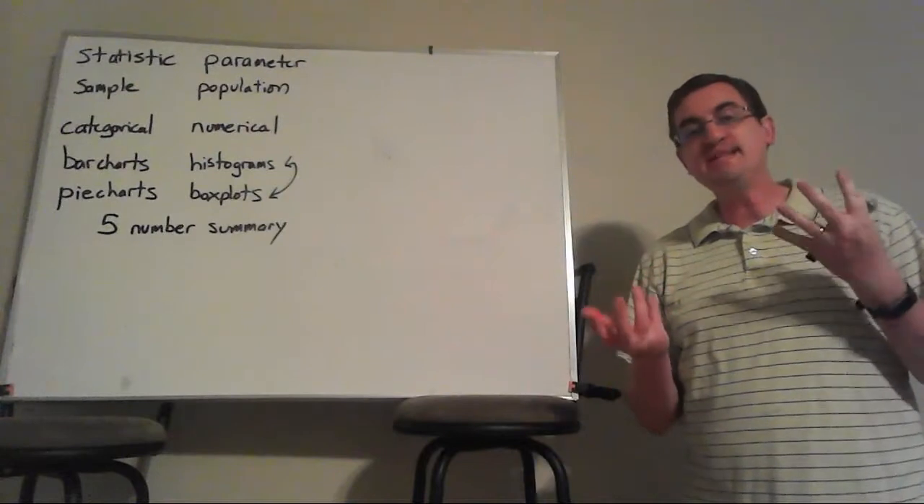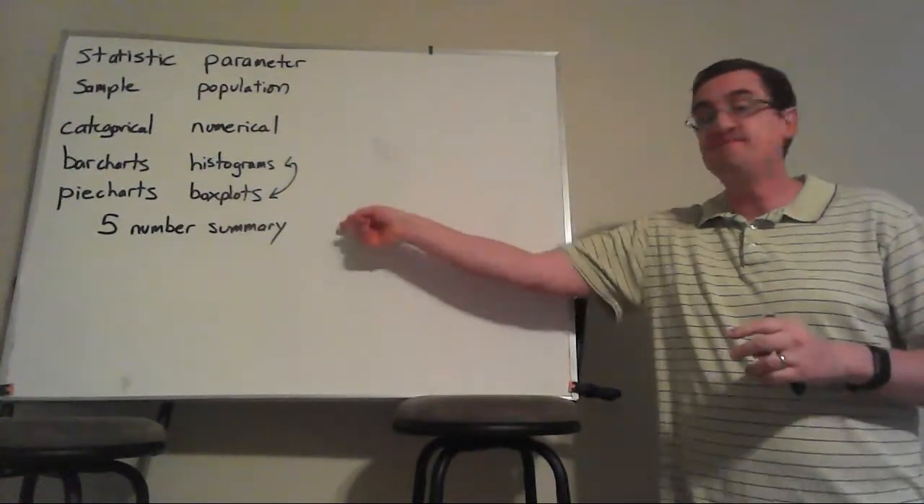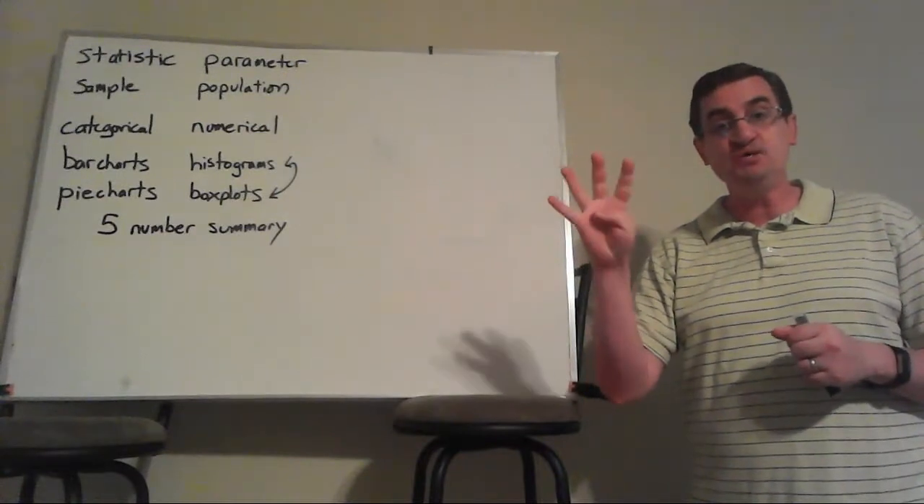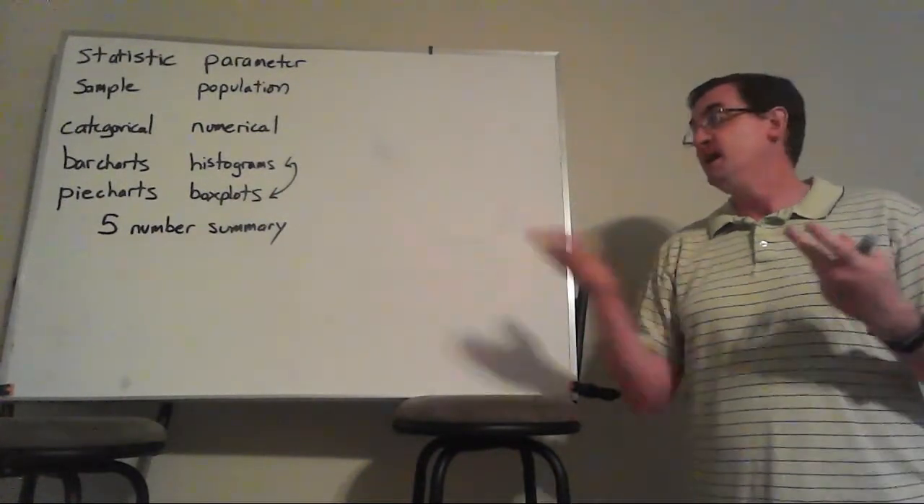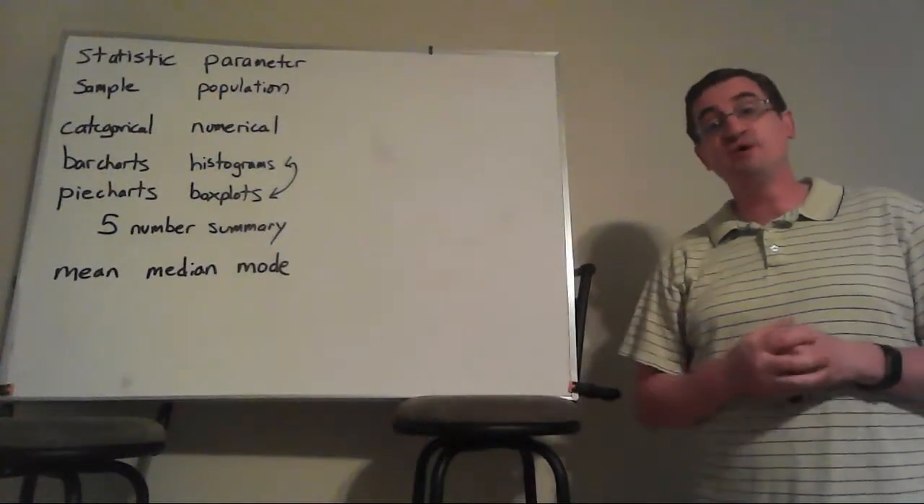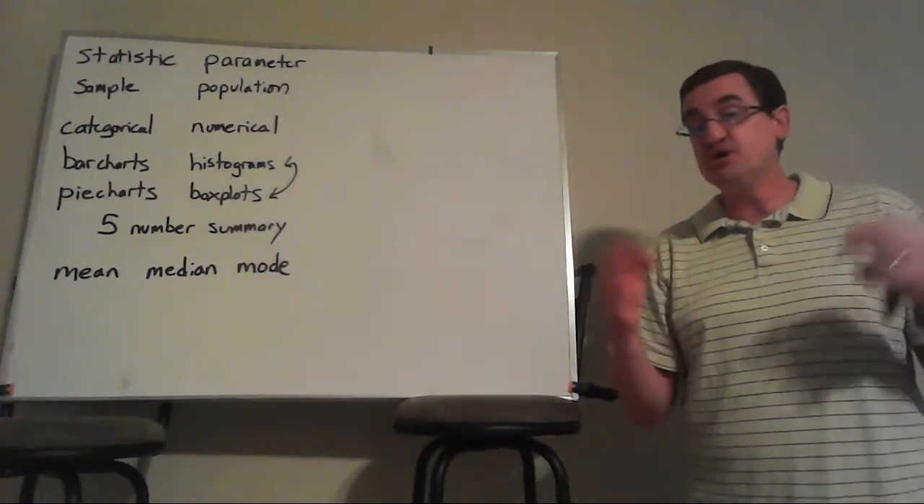How do we get that box plot? It's going to be with the 5-number summary. That's the minimum, Q1, median, Q3, and maximum. It's a nice way to be able to draw the box plot. Speaking of median, that is one of our 3 ways to look at the center of a distribution.